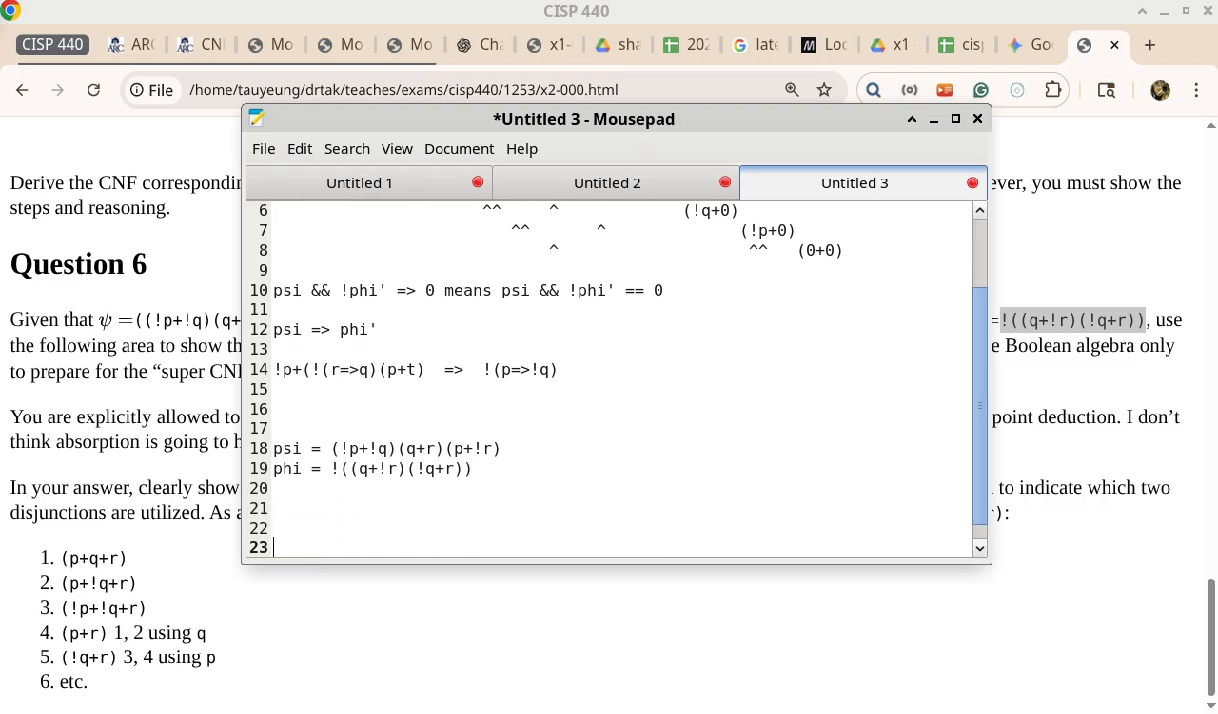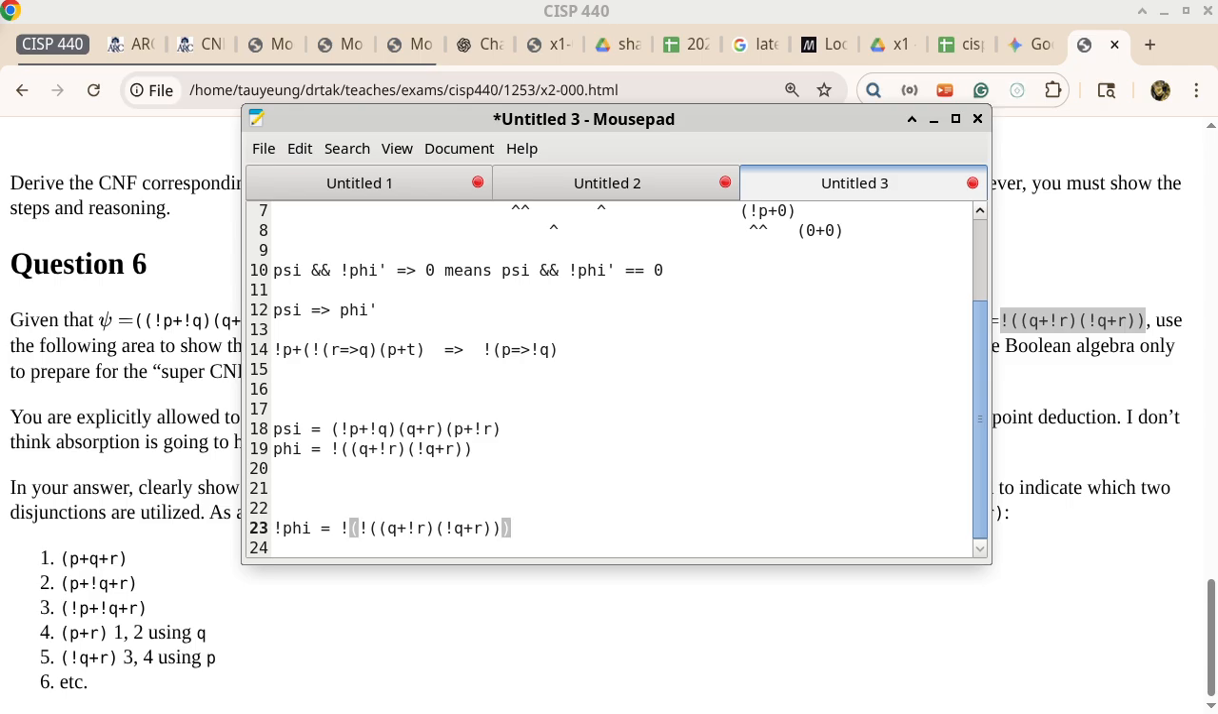Okay, what is the first step to prove whether psi implies phi or not? Go ahead. Negate phi. That is correct. So we have to figure out what is the negation of phi, which is the negation of whatever phi turns out to be in the first place. So we just take this entire thing and negate that.